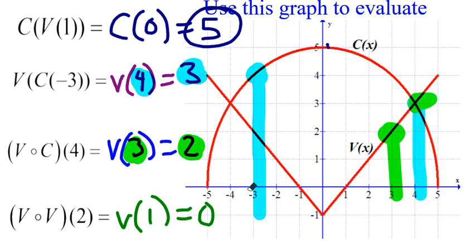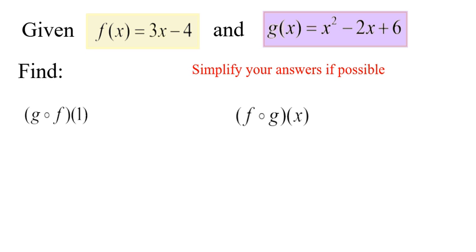and you can see V of 3 is the y value of 2. And lastly, I do V of 2 first. So I see V of 2 is 1, and then I do V of 1, which is 0. All right, now we've done tables and graphs. Next is equations.